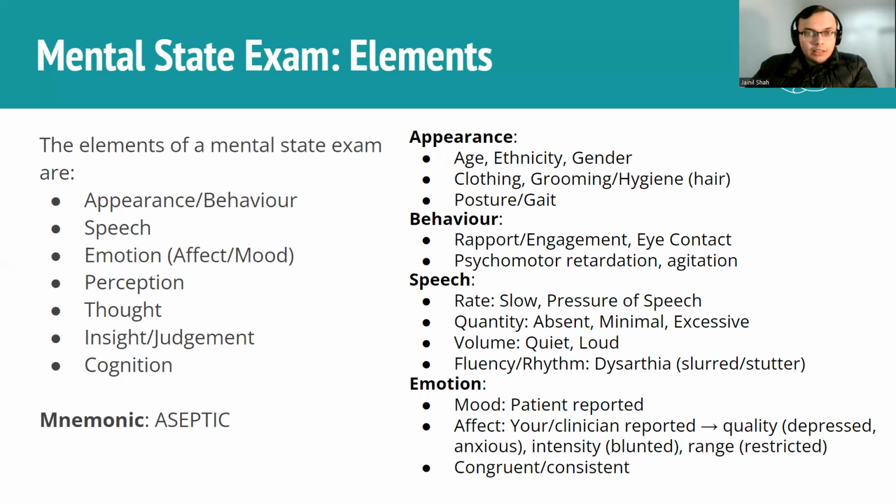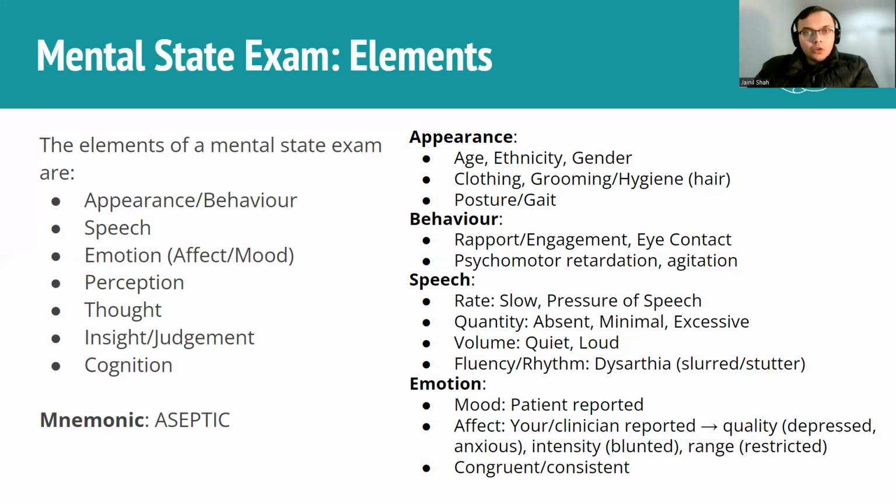Then you have speech, which is when the person starts speaking to you, and then you can examine their speech. Again, we'll go into it in a bit more detail in a second. You have emotion, which is separated into affect and mood. We'll talk about how they are different terms and not the same thing. Perception, thought, insight and judgment, and finally cognition, which is not usually formally assessed. It's done most formally through a mini mental state exam, a separate examination, the questionnaire that we discussed before. But we'll talk about how you can just comment on it generally anyways.